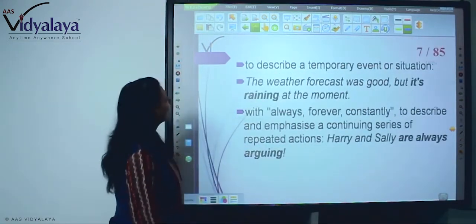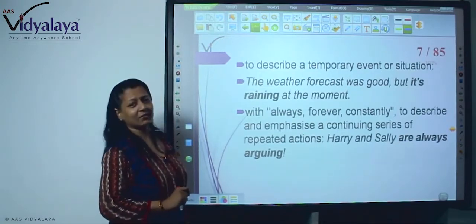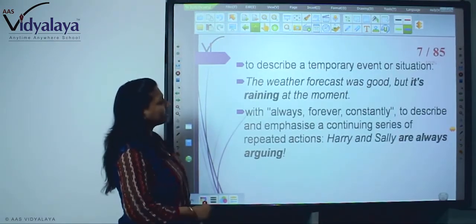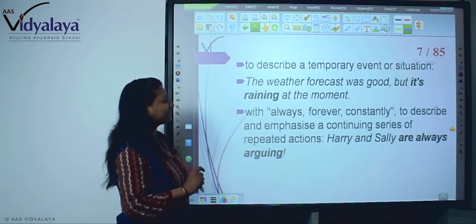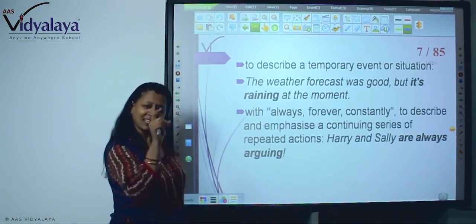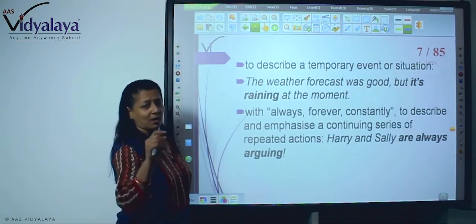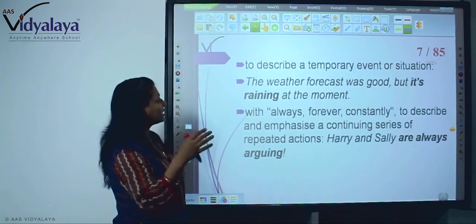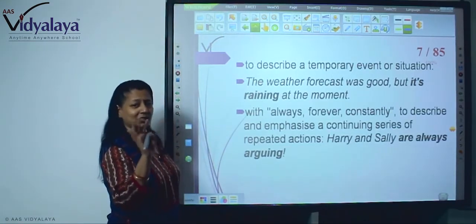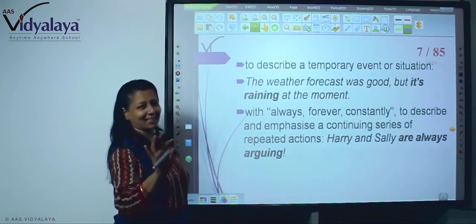Now next, to describe a temporary event or situation. The weather forecast was good, but it's raining at the moment. Yes, temporary. It will stop, because the weather forecast said that the weather will be good, but now it's raining at the moment, right?